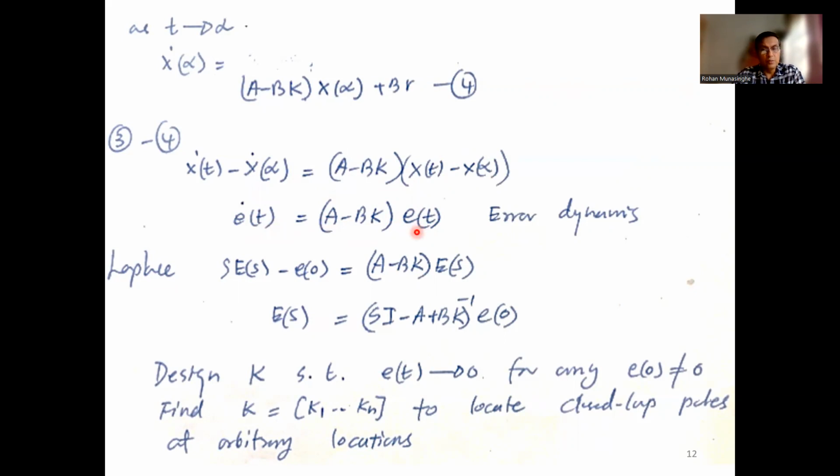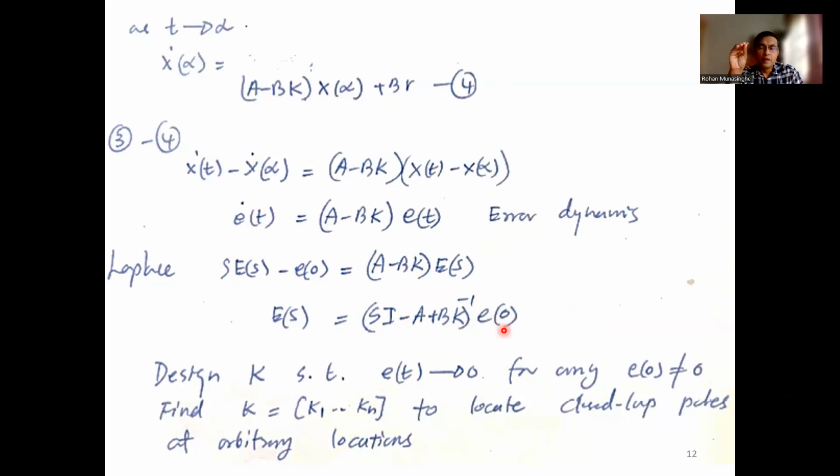If you want to see a little bit more detail, we can bring it to Laplace like that. So s times E(s) minus e0, the initial error, is equal to A minus BK times E(s). Combine the E(s) terms, and the common factor would be sI minus A plus BK, and when brought back to the right-hand side, it will be the inverse of that times e0, the initial condition.